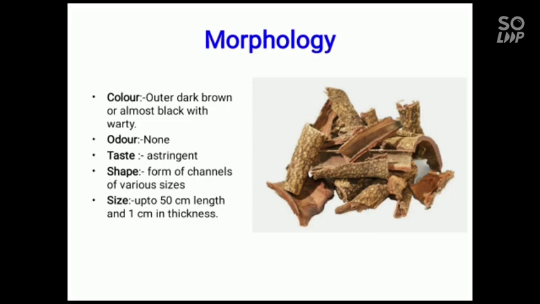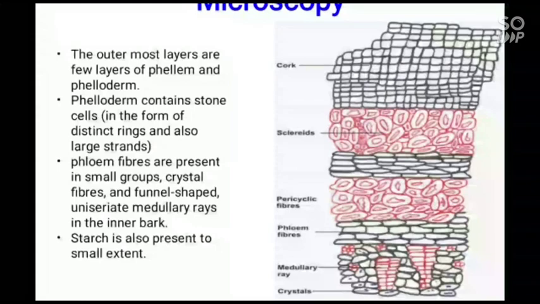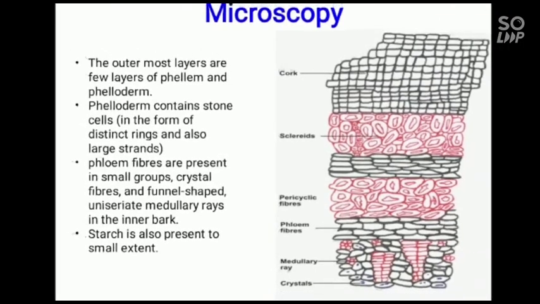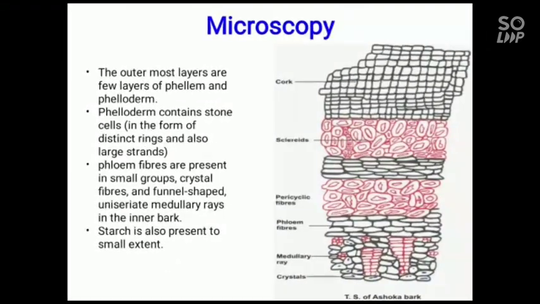Size up to 50 cm in length and 1 cm in thickness. Then the microscopy. Here we can see the TS of the Ashoka. The uppermost part of the TS is known as the cork. Also present are the sclereids, pericyclic fibers, phloem fibers, medullary rays and the crystals.